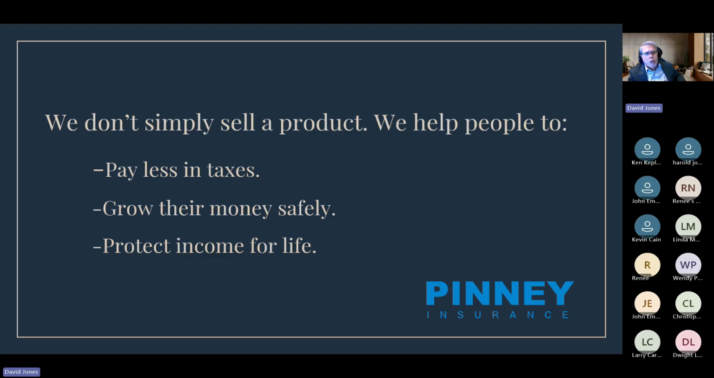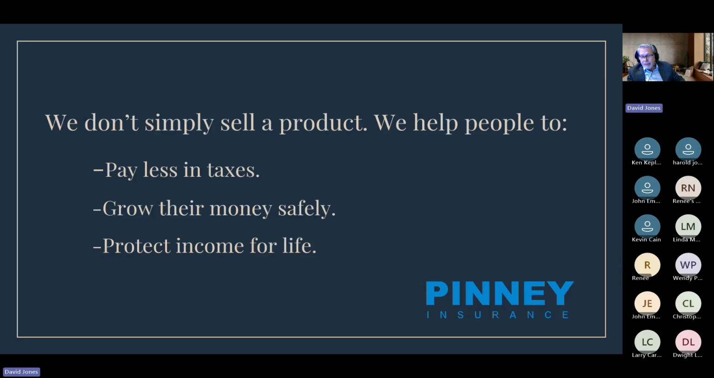So we don't simply sell a product, we help people. That's the goal. And again, you'll have a much more fulfilling, lengthy career in this industry if you do it this way. It's very satisfying. I'm not stressed. I'm happy to help people. It's a real good thing, and I've been doing this a little while. So we help people to pay less in taxes. I'm going to show you how to do that and why that's specific to this particular presentation and what we're doing and how we present these IULs.